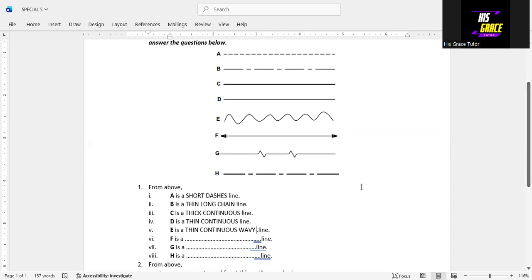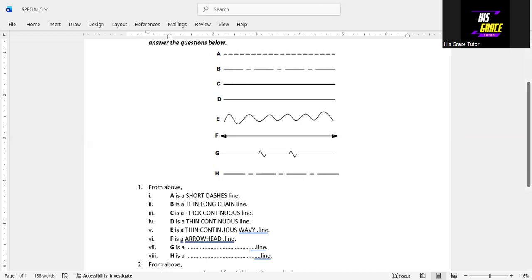So what about line F? What do we call line F in technical drawing? Line F is called an arrowhead line. That is, line F is called an arrowhead line.